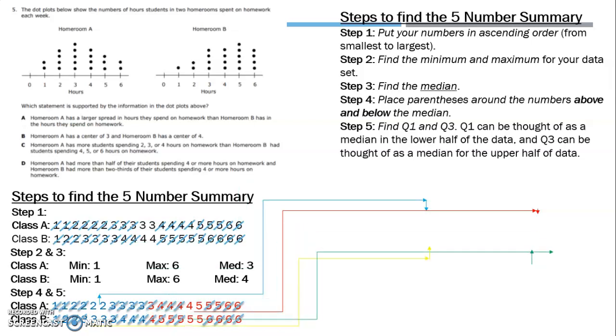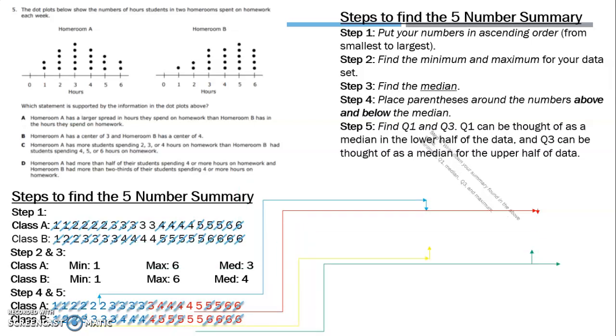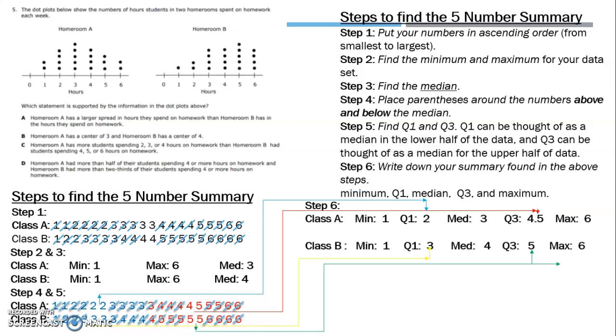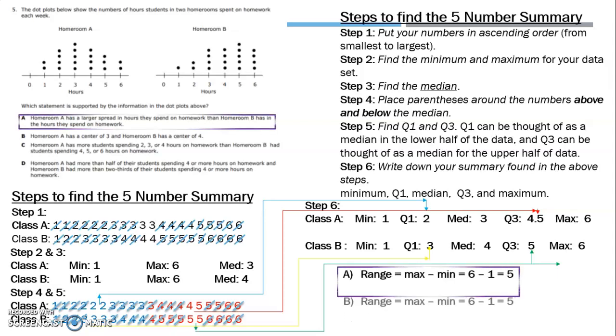Okay, so you put in all of your information for number 6. So here we go. We have a minimum of 1, Q1 of 2, a median of 3, Q3 of 4.5, and a maximum of 6, so on and so forth. There you go. So here's all of our data. Now we go through each one.